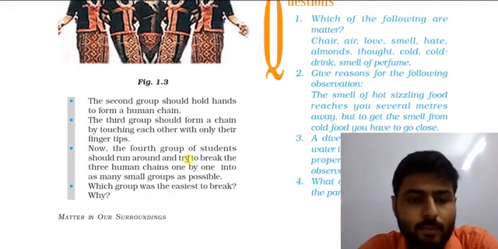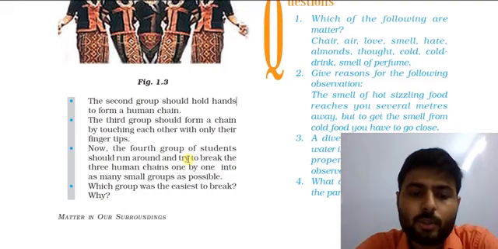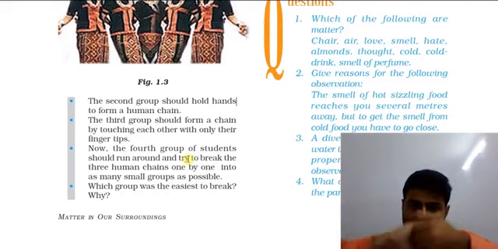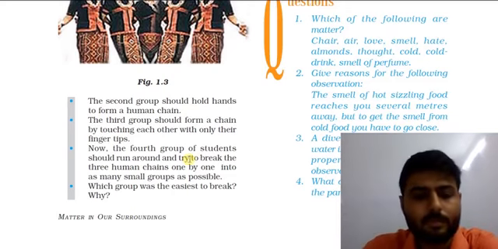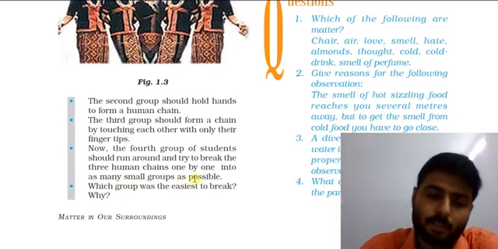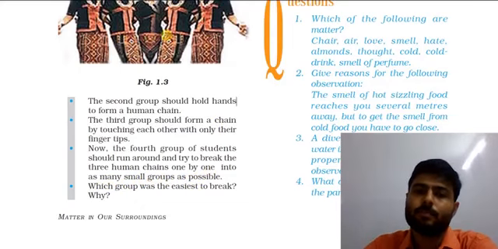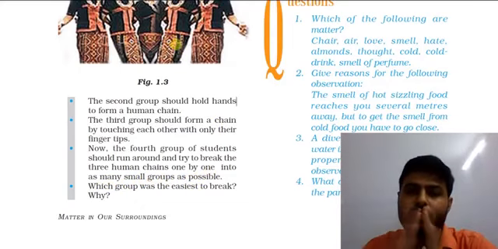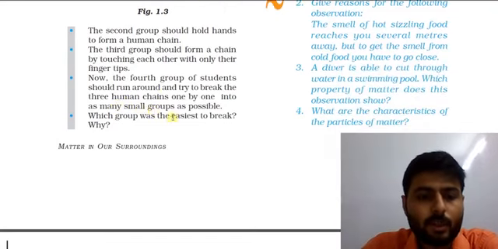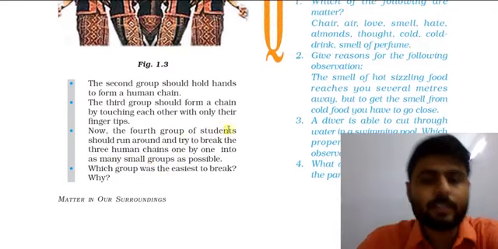Now what do we have to do? The remaining fourth group should run around and try to break these groups into as many small groups as possible. They have to separate the groups as small as possible. Which group was easiest to break?